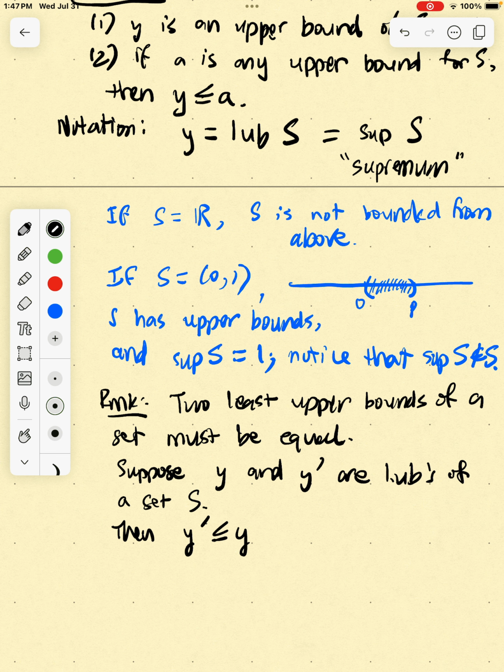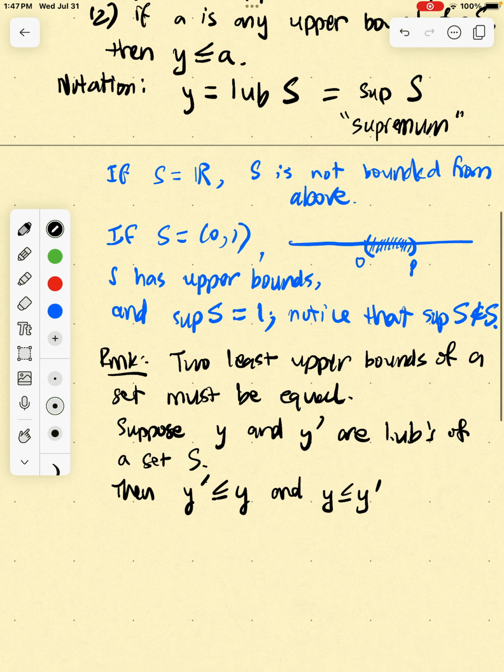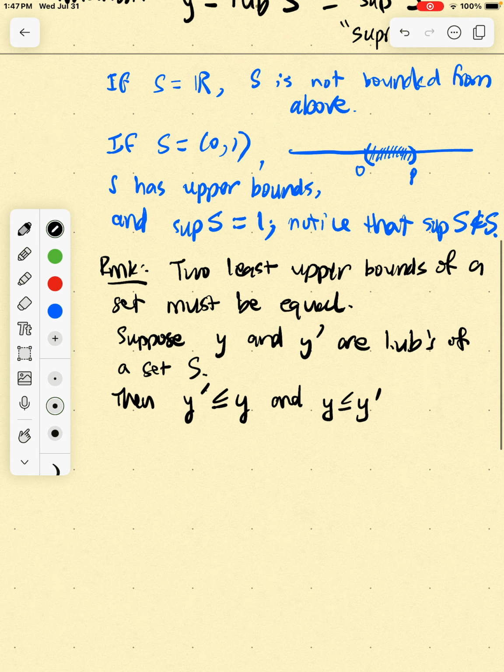But the reverse statement is also true, because y prime is an upper bound for S, and y is the least upper bound, so therefore y must be less than or equal to y prime. Now, it might be better if I wrote out more, but that's a lot to write. So I'm just going to say it's because y prime is less than or equal to y, and y is less than or equal to y prime, so you want to think about why that's true, and hence y is equal to y prime.